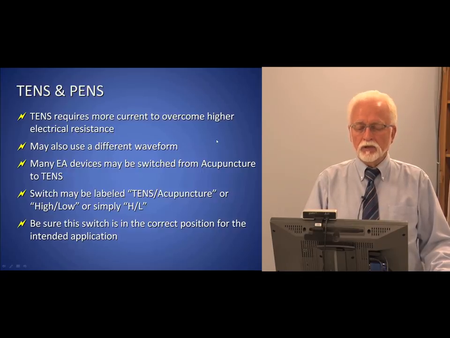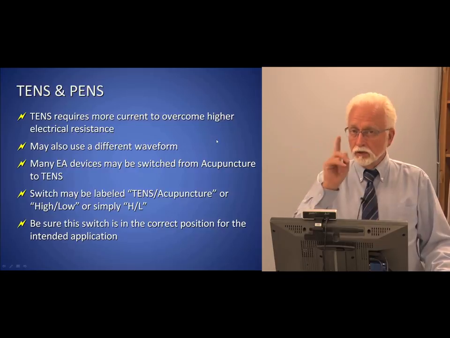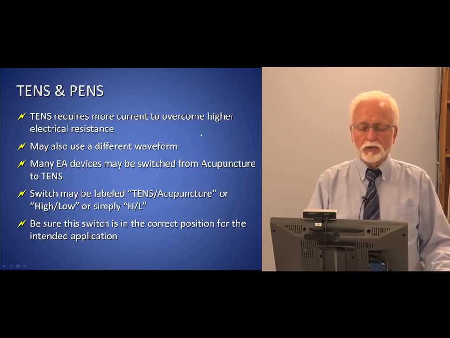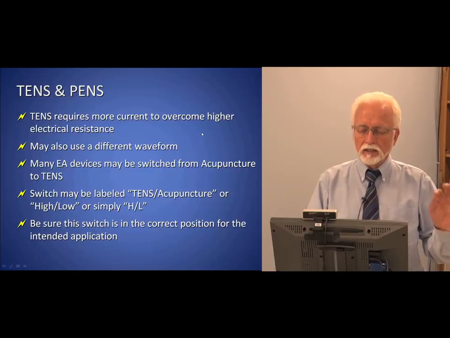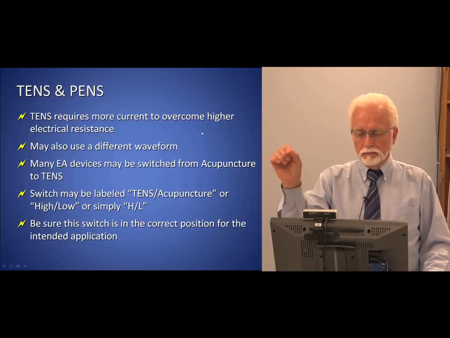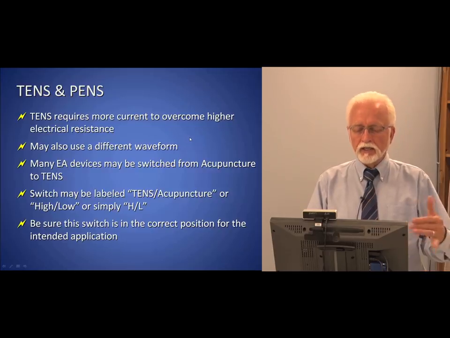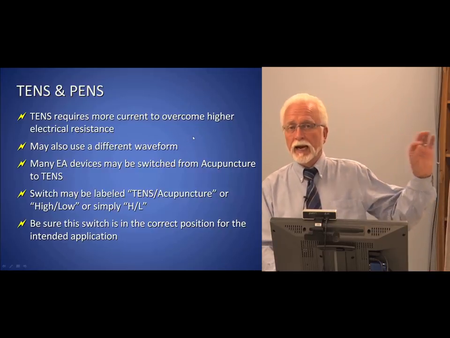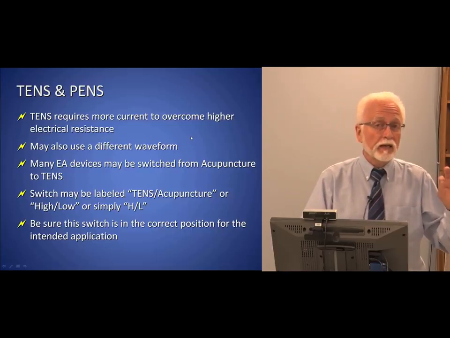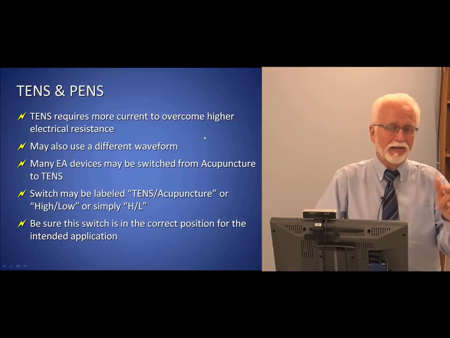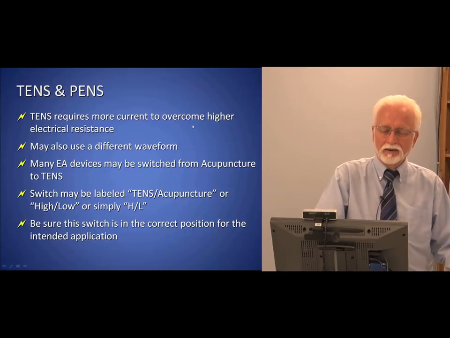Many electroacupuncture devices will have a switch, so look out for that switch. If it has a switch, you want to make sure you're in the right position for what you're trying to do. If that's electroacupuncture, put it in the acupuncture mode. The switch may be labeled TENS, acupuncture, or sometimes it'll just say high-low, or H and L. You want to be L. You want to be low. You don't want to be in the higher range. And then you want to make sure these switches are in the right position.